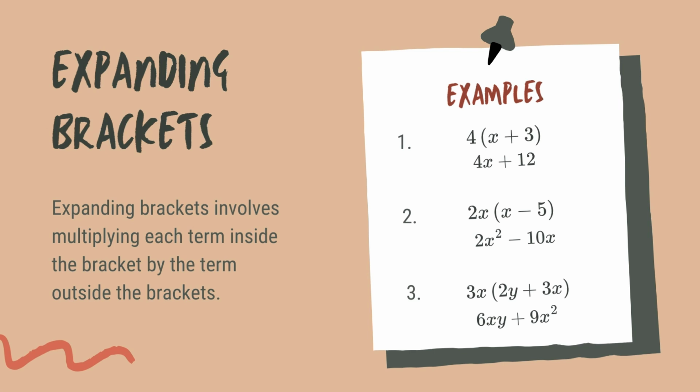The third example, we have 3x outside the bracket, and then we have 2y plus 3x in the bracket. So let's go ahead and multiply it. So 3x multiplied by 2y will give us 3 times 2 is 6, and x times y is xy. So that is why we have 6xy. Then 3x multiplied by 3x, 3 times 3 is 9, and x times x is x raised to the power of 2. So that will give us 6xy plus 9x raised to power 2.